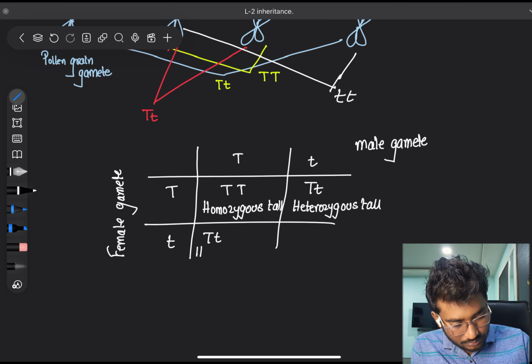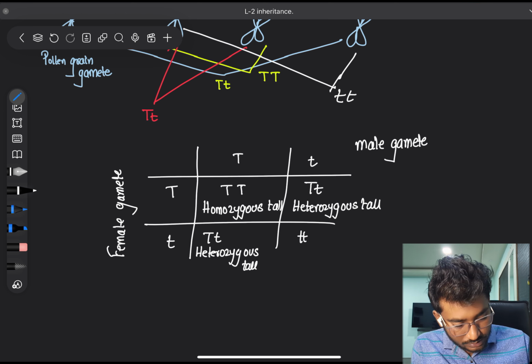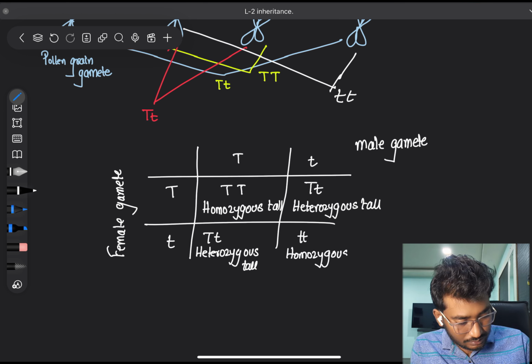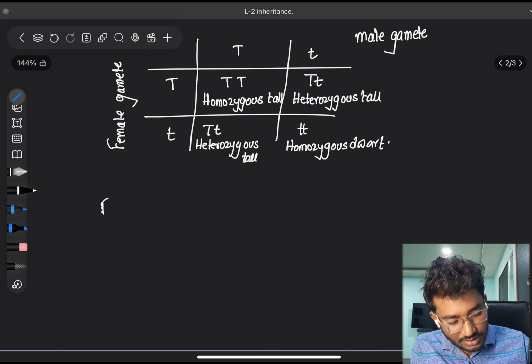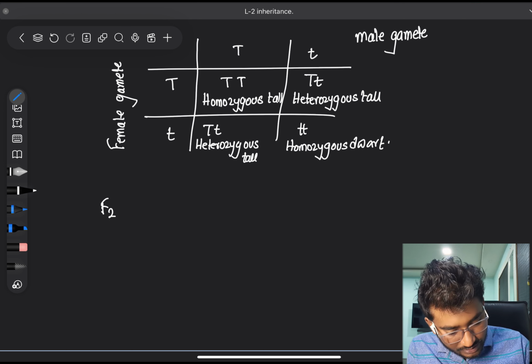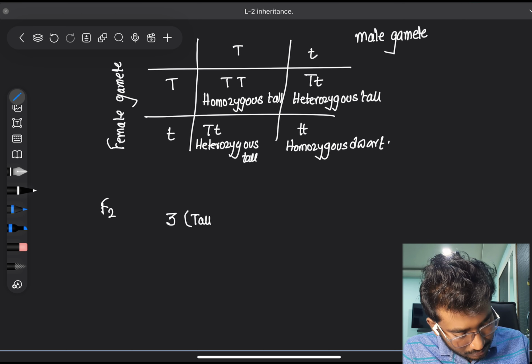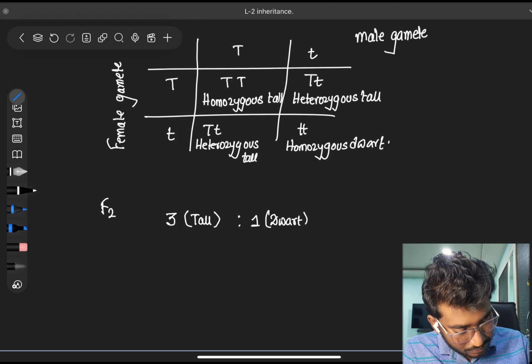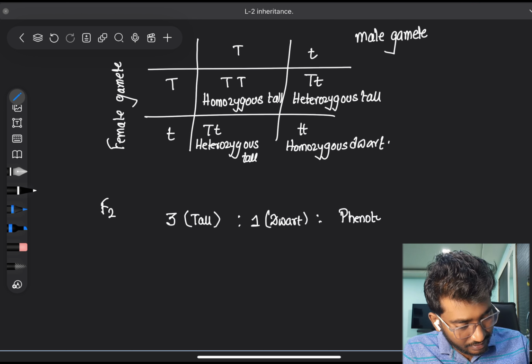this one is heterozygous tall, this one is homozygous dwarf. Now in the F2 generation there will be 3 tall to 1 dwarf. This is called the phenotypic ratio.